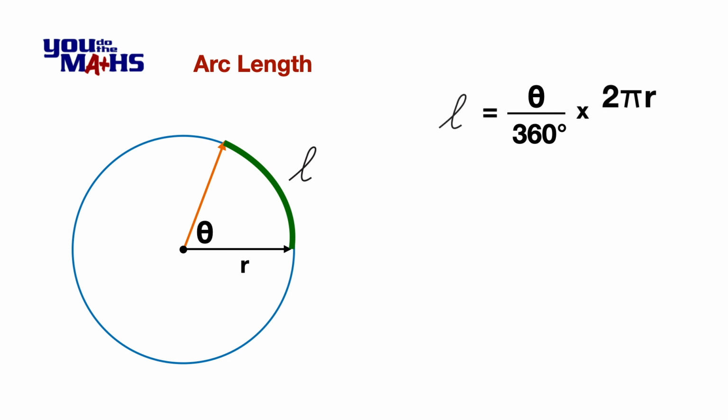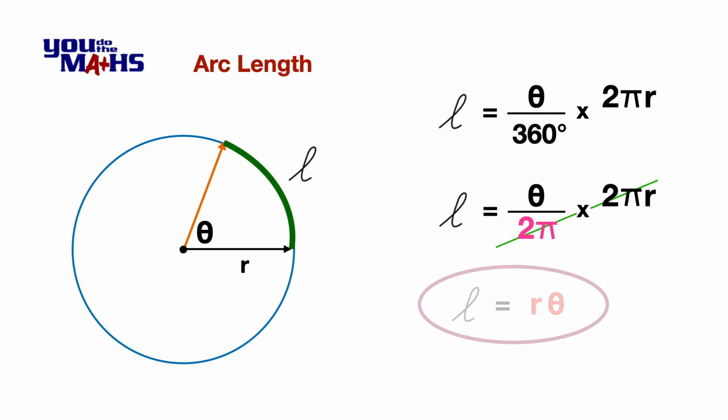Now that works well if the angle given is in degrees, but what about if it's in radians? Well, the equivalent amount of radians of 360 degrees is 2 pi, so we can change our formula to be theta on 2 pi multiplied by 2 pi r. Now the 2 pi's conveniently cancel when we do the multiplication, so we're left with the arc length being theta r, or we'll express it as r theta. It is very important to note that this only works when the angle theta is given in radians.